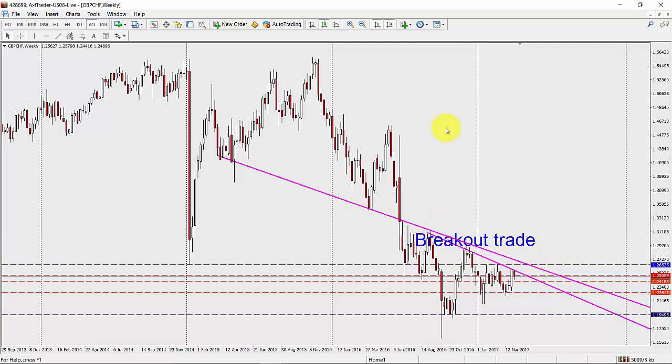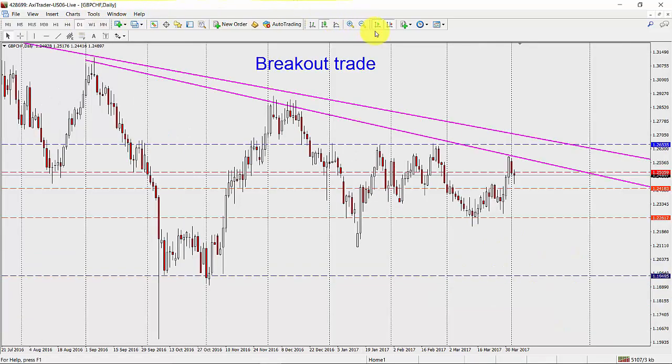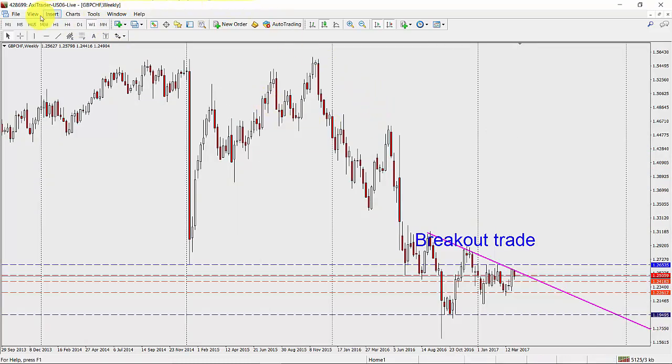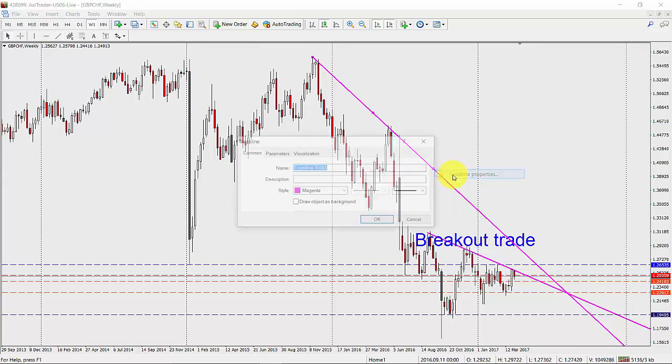Oopsie. I think that's not going to work, is it? Let's get rid of that one then. Let me see if we can get this one. So this would be the target.